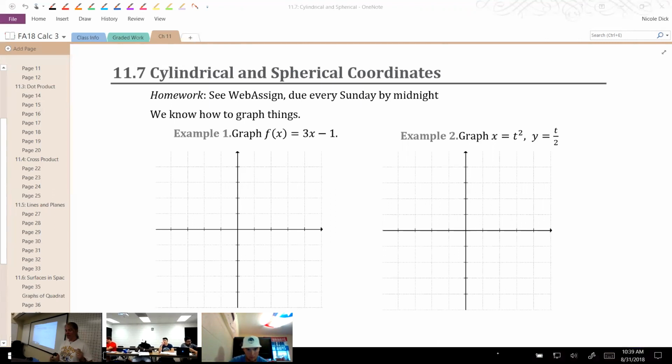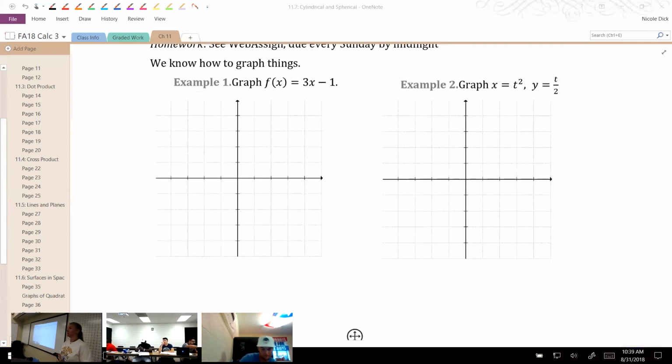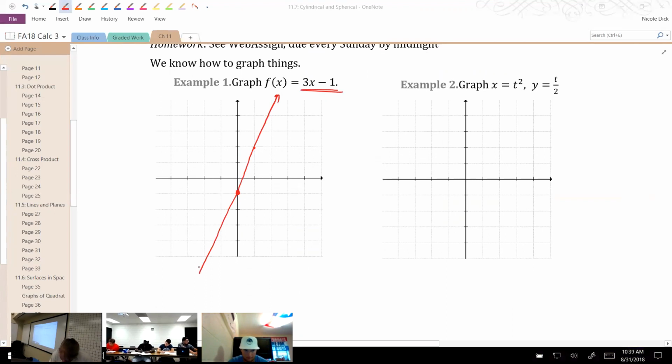Before we even get to that stuff, though, graphing things, we know how to graph some simple stuff. For example, graph the function 3x minus 1. What's the graph going to look like? Yeah, it's just going to be a line with a slope of 3 and a y-intercept of -1. So we're good at graphing this. Y-intercept first, up 3 over 1, and we've got that.